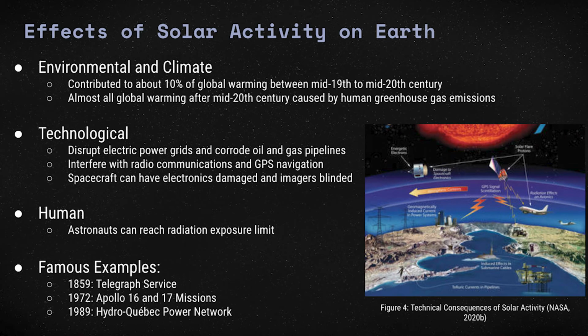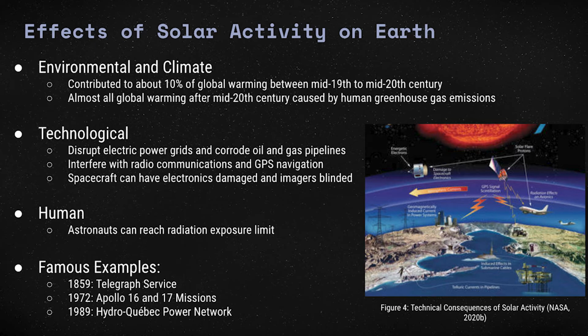So for the effects of solar activity on the Earth, we mainly see 3 main forms of effects, from environmental and climate to technological to physical human effects. For environmental and climate effects, solar activity has actually only contributed about 10% of global warming between the mid-19th and the mid-20th century. After the mid-20th century, we have seen that almost all global warming that has occurred has mainly been caused by greenhouse gas emissions from humans.